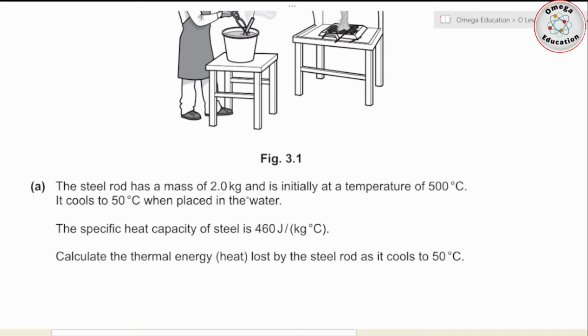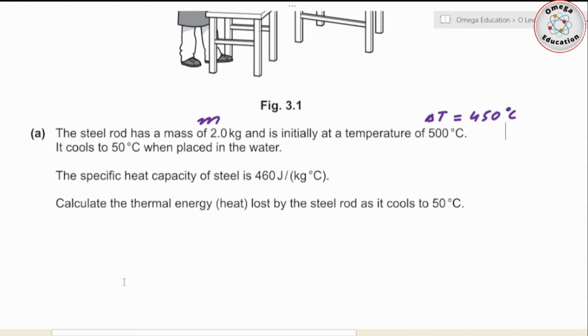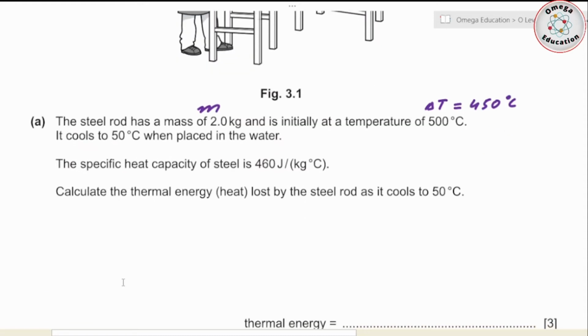For example, we get the value of mass, we get the value of delta T, the change in temperature. So the change in temperature from 500 degrees Celsius to 50 degrees Celsius would have been 450 degrees Celsius. Then you have the specific heat capacity of the steel is 460 joules per kilogram degrees Celsius. Calculate the thermal energy lost by the steel as it cools to 50.